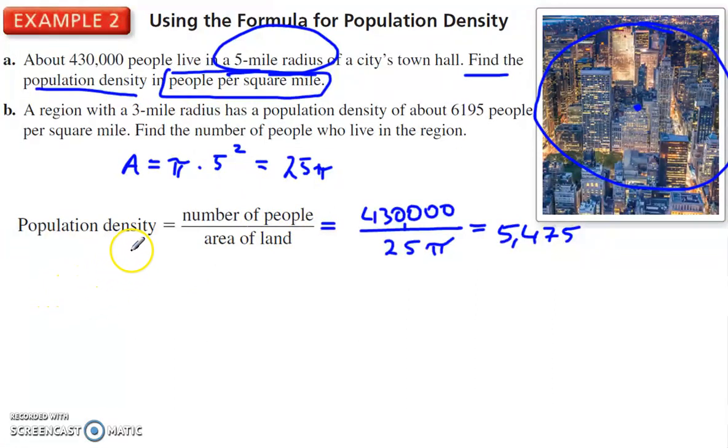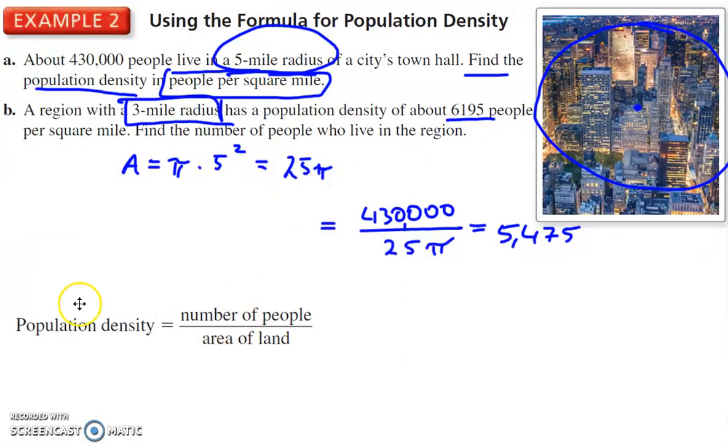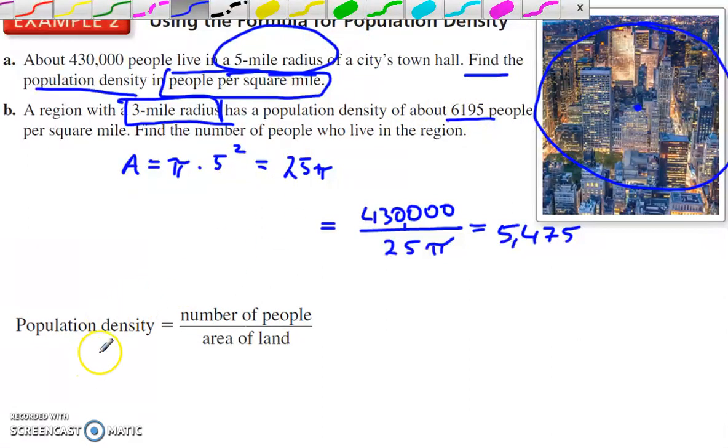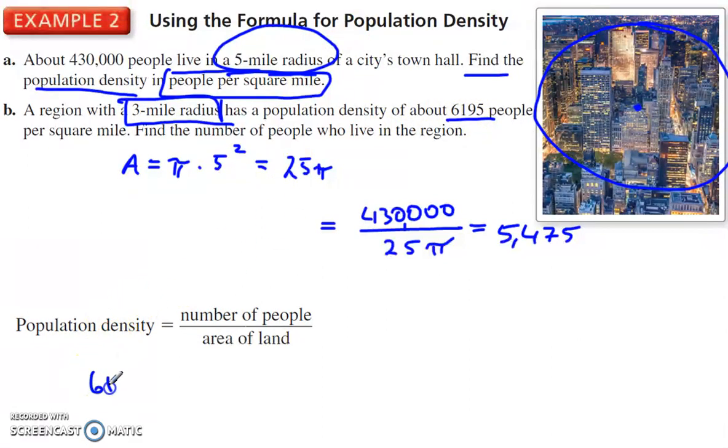Alright, then we are looking at B. A region with a 3-mile radius has a population density of about 6,195 people per square mile. Find the number of people who live in the region. So again, I have population density, but this time I know the population density, so that is 6,195. We want to find the number of people.